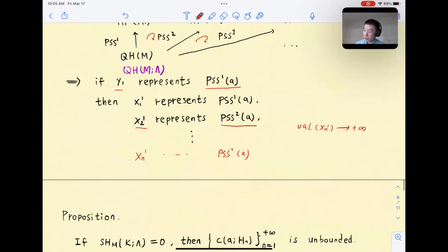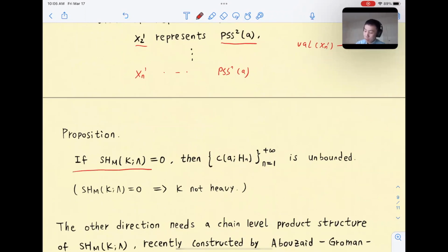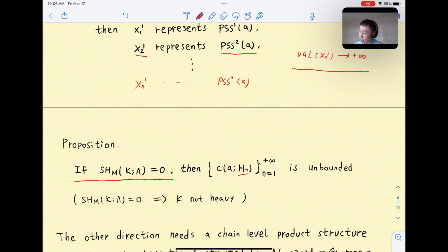So in conclusion, we arrived at the following proposition. If the relative invariant is vanishing, then C_A of H_n is unbounded, since this valuation already gives a sequence of chain level representatives going to infinity, where the H_n are the functions we used in the construction of the relative invariant.